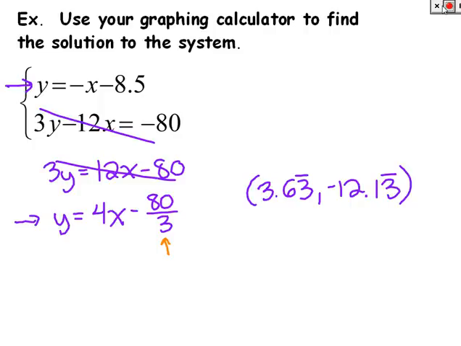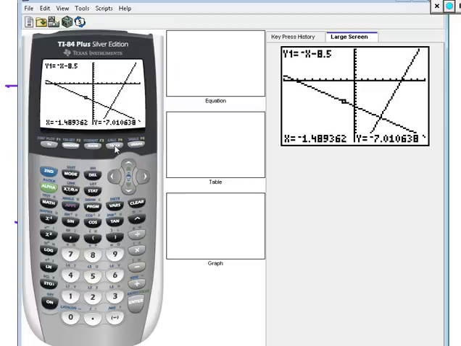Now I just want to highlight one or two more features. If you go to trace on your graph, you can actually scroll along the functions and it'll tell you the x and y values. You can type something in, so I could type in 0 for x and see what comes out for y. If I type in 3.63333 for x, I should get out, there's my point of intersection. I could jump back and forth between the lines by hitting the up and down arrows. So that would bring me from one line to the other. So that trace feature is kind of cool.